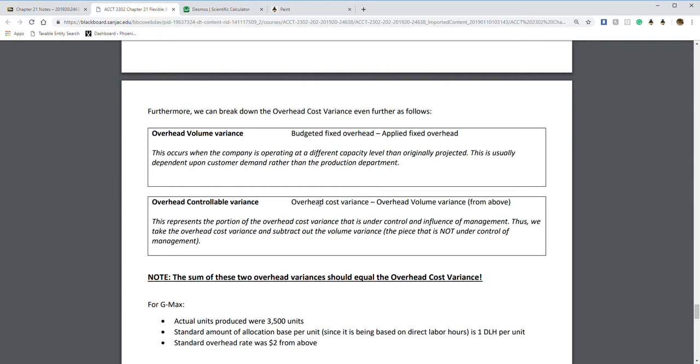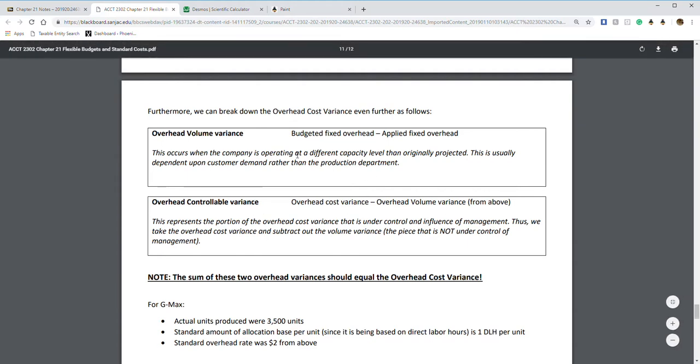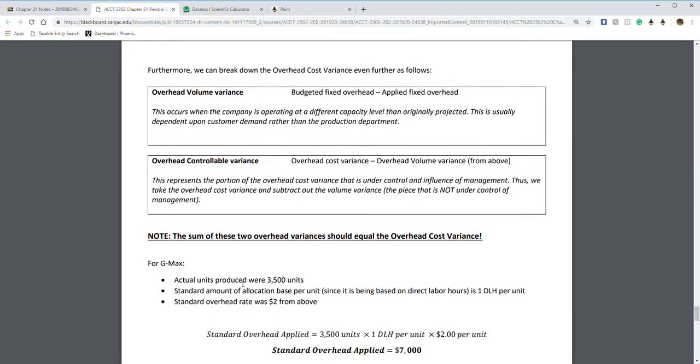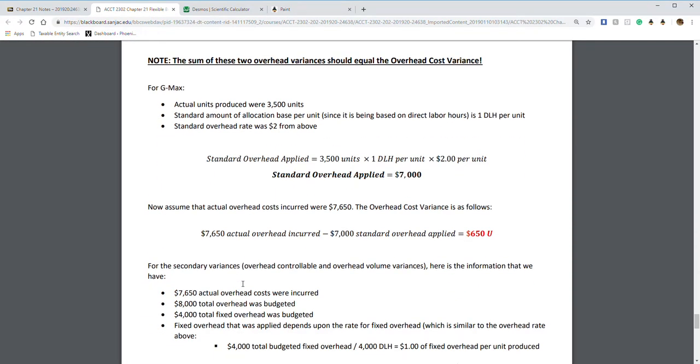The sum of these two overhead variances, though, should equal out to our overhead cost variance. Big note there, because we actually subtract this one from overhead cost, so they should add up. If they don't, we may need to have some questions. Okay, so how does this work?